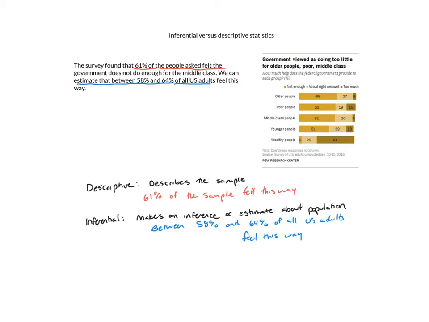Now, once again, I want to be really clear that we might not have both of them. For instance, if we looked at just the first sentence, we could have descriptive and not inferential. If we had just the second sentence, we could have inferential and not descriptive.